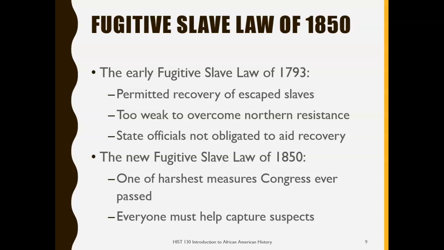So they asked for a new fugitive slave law, which was passed in 1850. And according to this law, which was the harshest slave law ever passed by Congress, everyone was required to help capture the runaway. So that included not only the state officials in the North, but also regular citizens in the North.